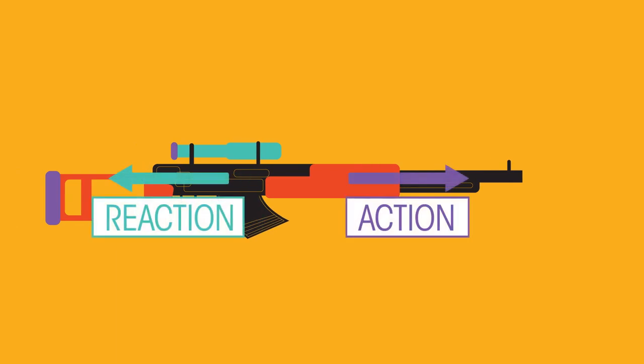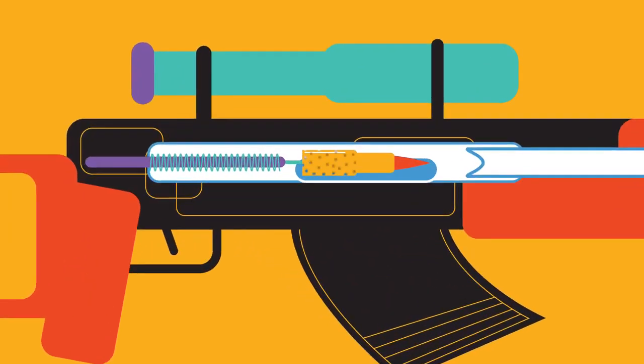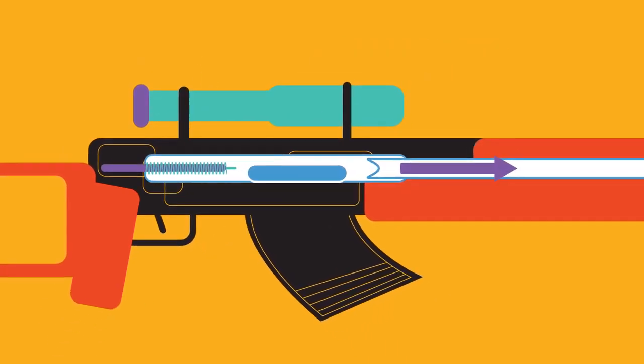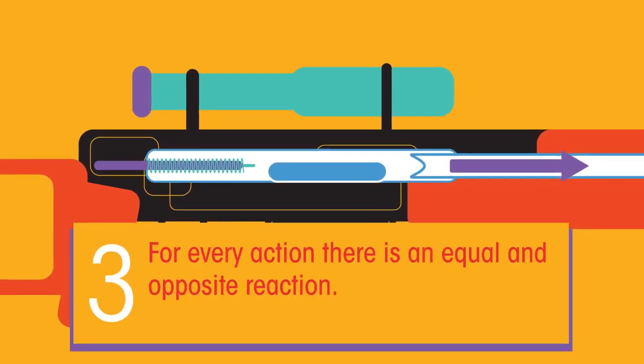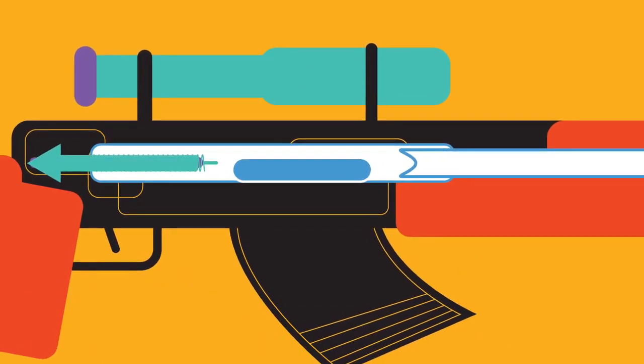This recoil is the result of the action-reaction force pairs. A gunpowder explosion creates hot gases that expand outward, allowing the rifle to push forward on the bullet. Consistent with Newton's third law of motion, the bullet pushes backwards upon the rifle.